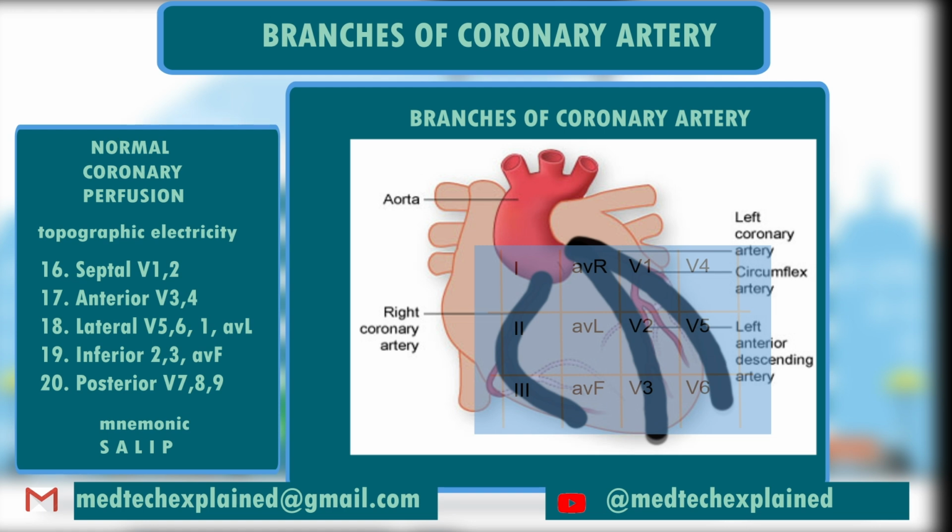So the right coronary supplies the inferior surface of the heart, which is monitored by limb leads 2 and 3. The left anterior descending supplies the anterior surface of the heart, which is monitored by the chest leads V3 and V4, while the left circumflex supplies the lateral surface of the heart, which is monitored by the lateral leads V5 and V6.